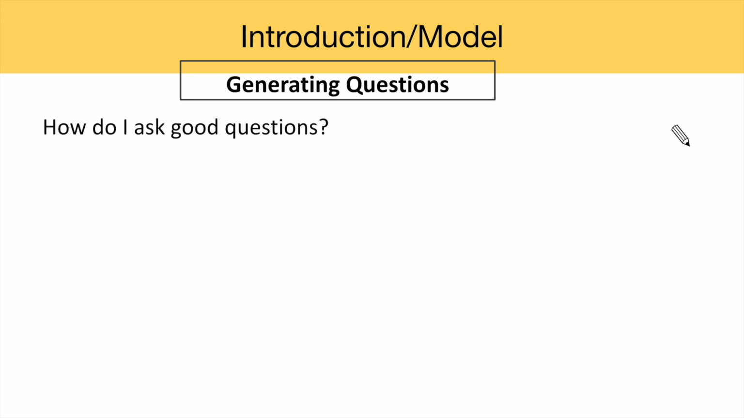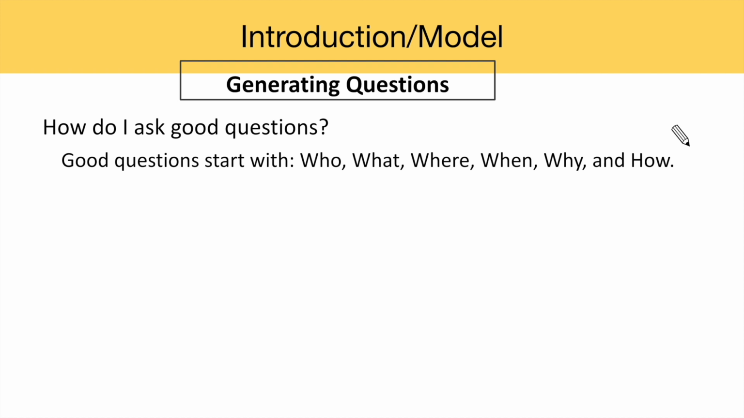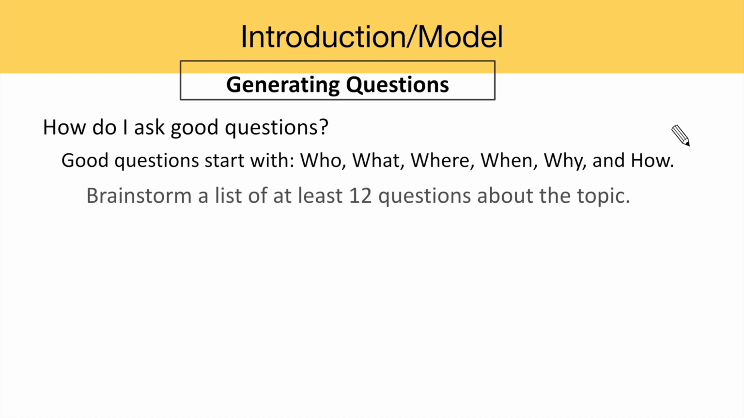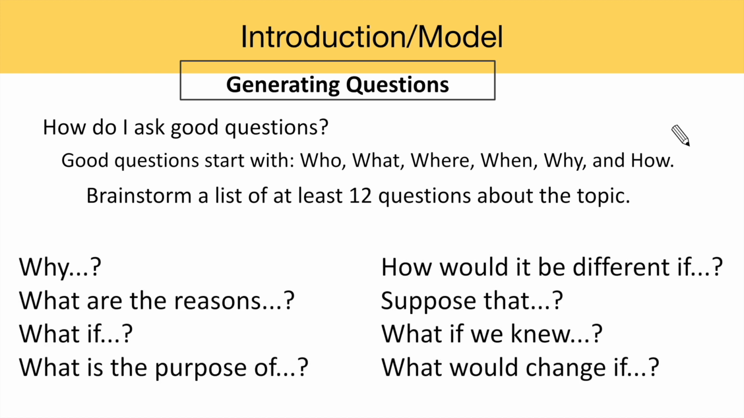Generating questions. How do I ask good questions? Good questions start with who, what, where, when, why, and how. Brainstorm a list of at least 12 questions about the topic. And here are some sample question starts to help you generate good questions.